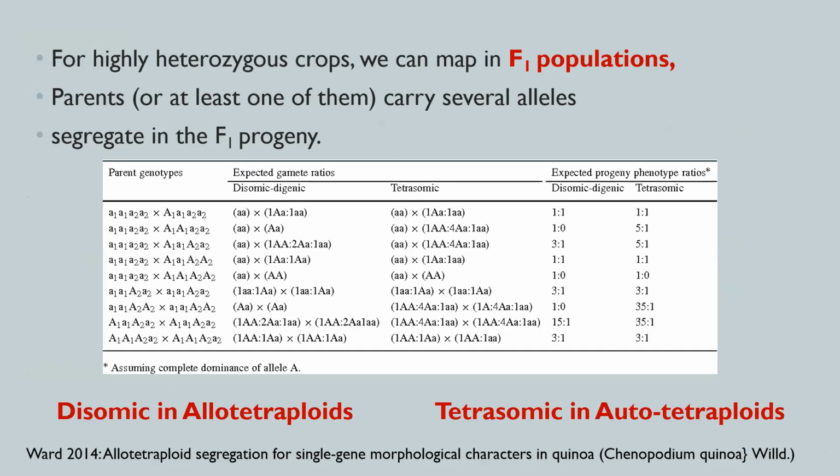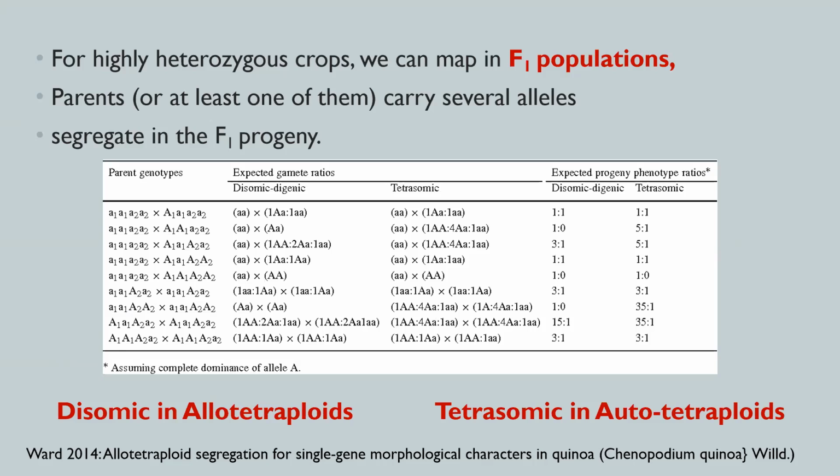So for these highly heterozygous crops, developing F2s and RILs is a bit of a hard job. For this, we can even use F1 populations, which is kind of new if you're only working with diploid populations, where we generally don't use F1 populations. Here, your parents carry several alleles and the segregation ratio varies in your F1 progeny itself. So just like your F2 or RILs, you have 1:1 or 3:1 ratios. Here, in the F1 generation itself, you have these ratios.